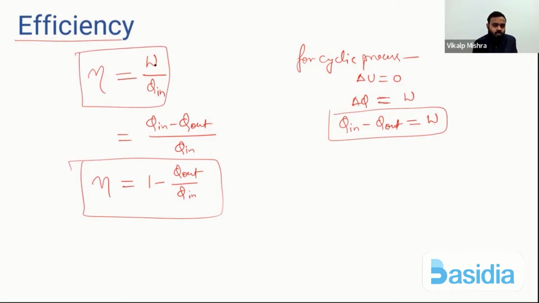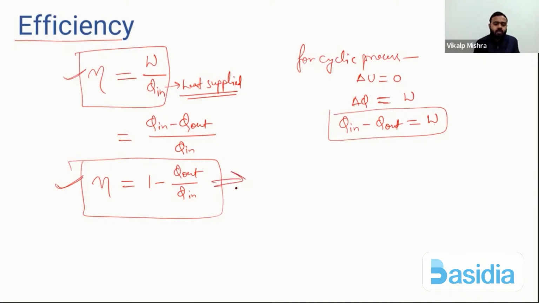One is W, the work done divided by heat supplied. Heat supplied, कौन heat supply कर रहा है, heat is supplied by source temperature. ठीक है, so efficiency equals to W work done divided by heat supplied, or we can write 1 minus heat rejected divided by heat supplied. ठीक है, so like this we can write efficiency of the heat engine.